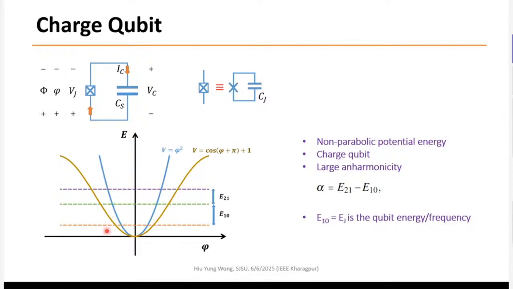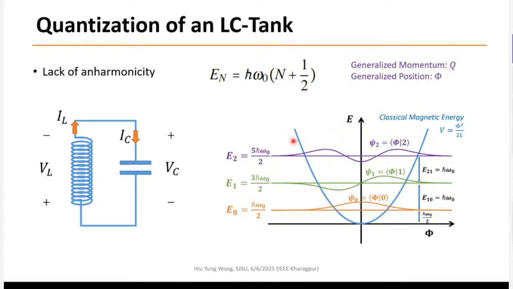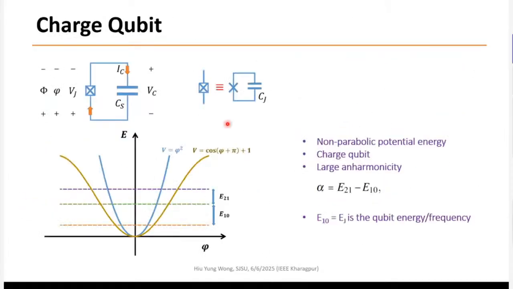Because of this, instead of having a parabolic potential energy, or the energy associated with the magnetic field, just want to remind you that this magnetic field is related to the potential energy in a classical simple harmonic oscillator. Now we actually have a sinusoidal potential energy because of this term. And with this, the quantization of the energy becomes different. Now, the energy difference between the first two levels is different from the energy difference between the next two levels.